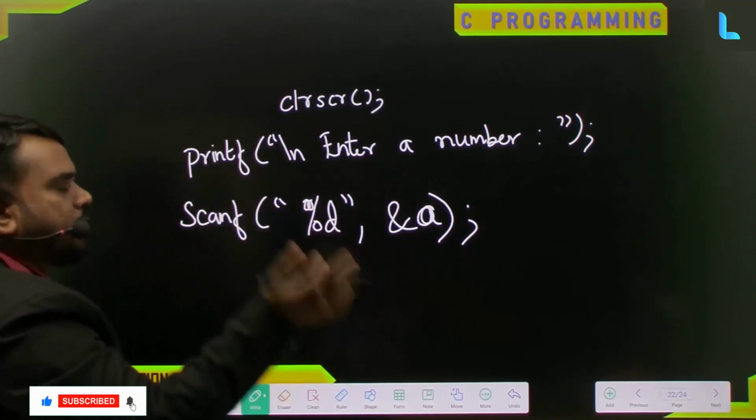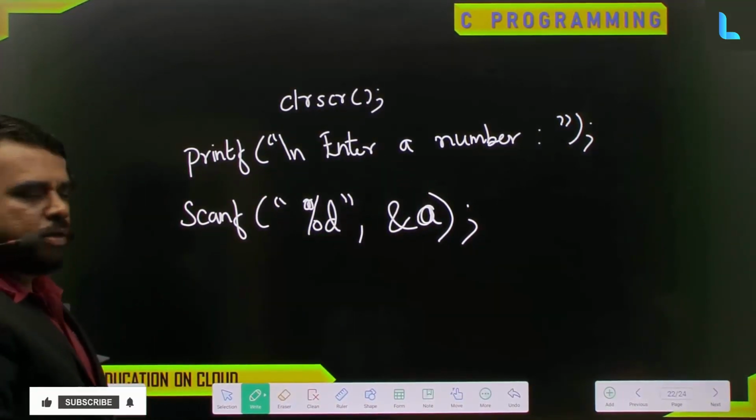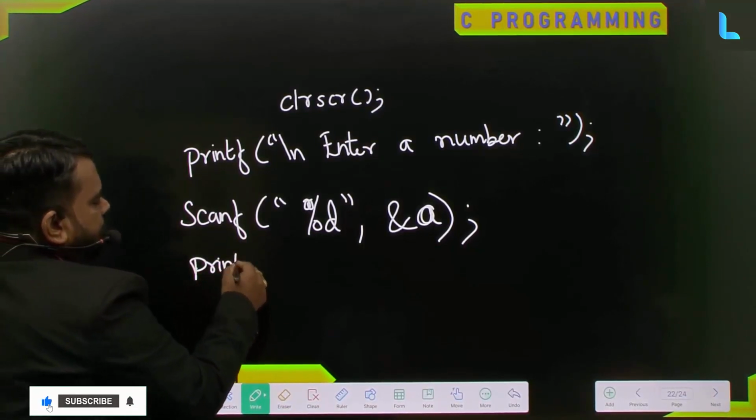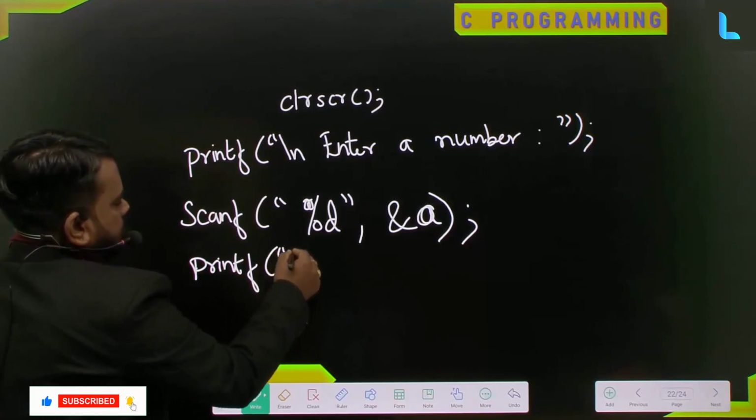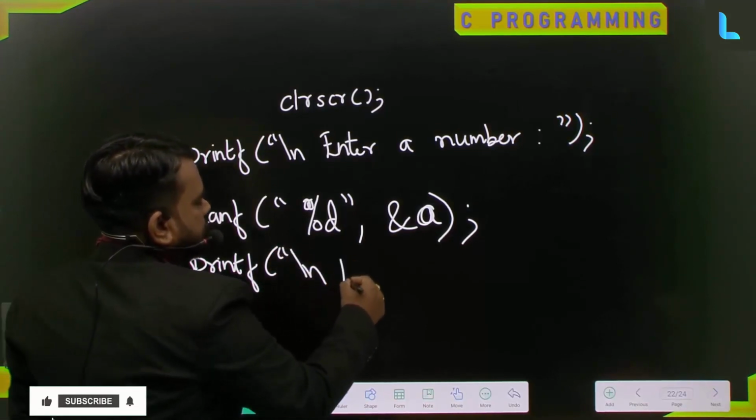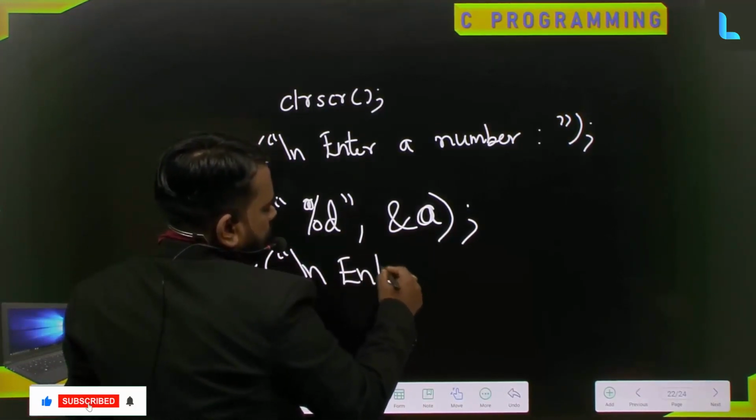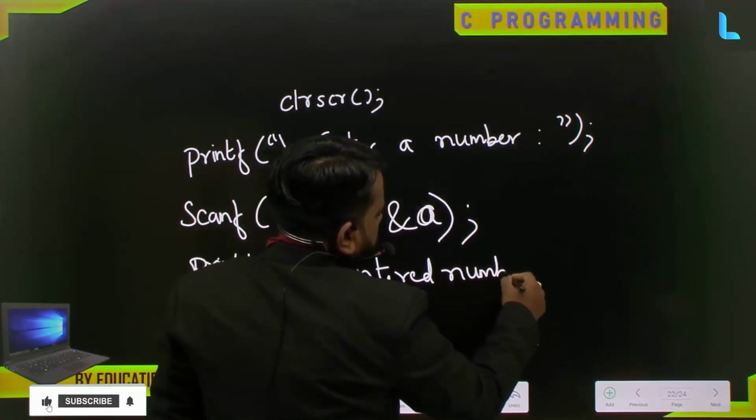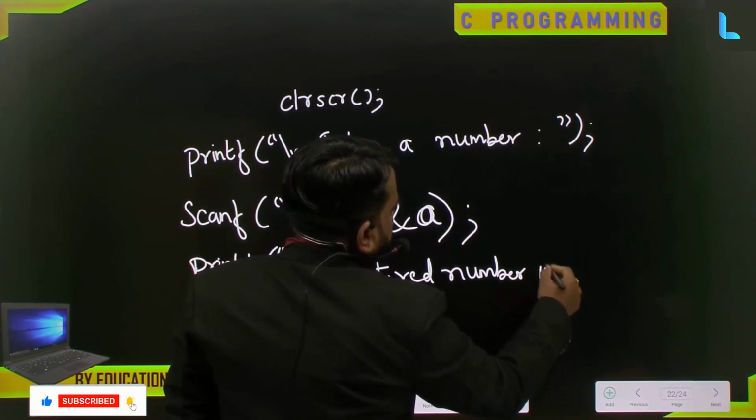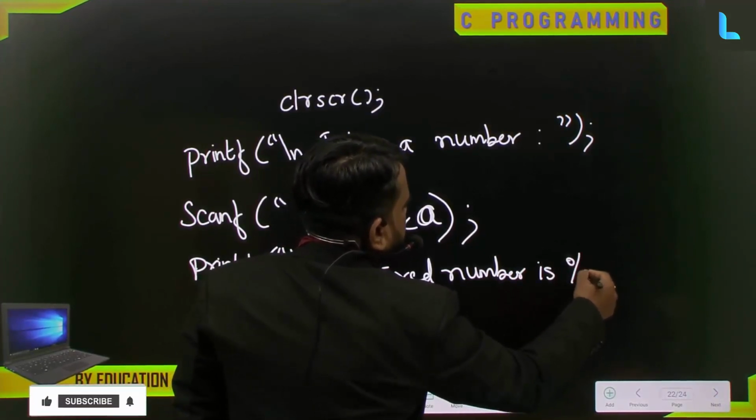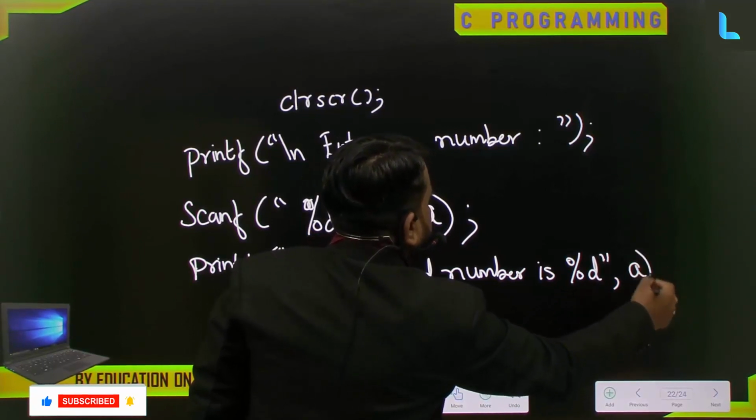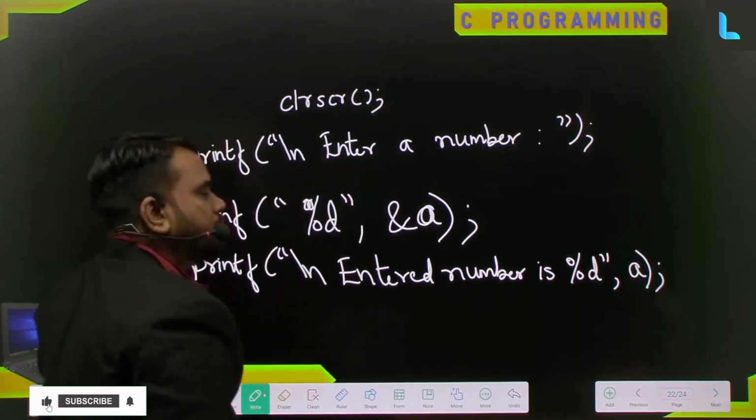Then next I want to display the number we have entered. For that, the statement which I will use is printf, \n, entered number is %d, and the variable name. This time we will not mention ampersand.